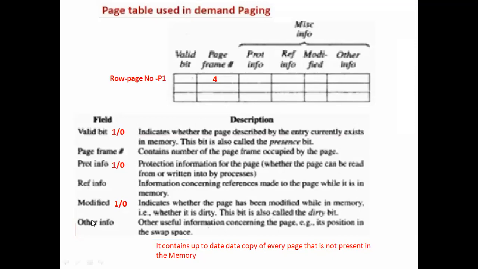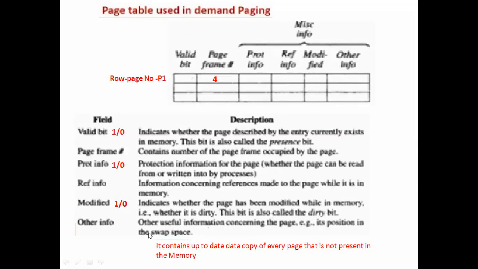And the last field is the other information. This field is concerned with other useful information with respect to the page, for example, its position in the swap space.